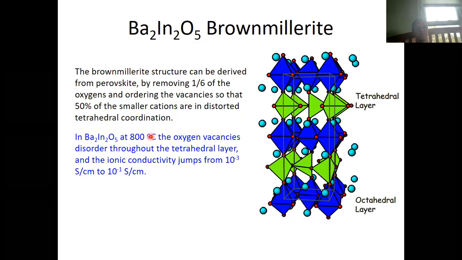At this point in time, the ion conductivity jumps from 10⁻³ Siemens per centimeter to 10⁻¹ Siemens per centimeter. So that means that the ion conductivity occurs here in the tetrahedral layer primarily because it's less dense, and we have here the oxygen vacancies localized. At 800 degrees Celsius, they become disordered because of entropic arguments, because temperature favors entropy, and the ion conductivity is increased from 10⁻³ Siemens per centimeter to 10⁻¹ Siemens per centimeter.